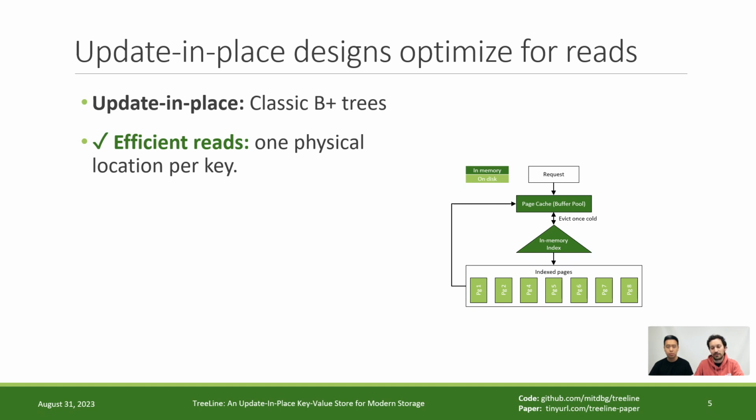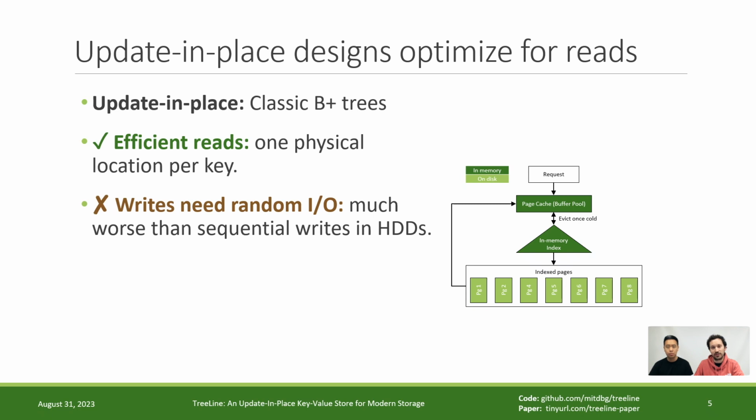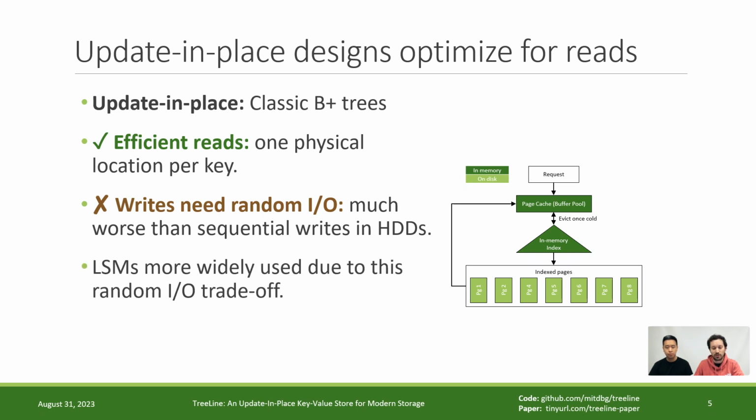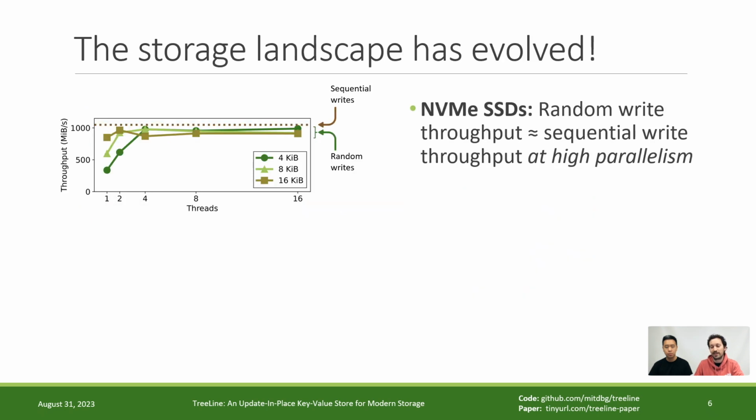However, writes might need random I/O because for an arbitrary write, you need to find that one right place to put the key in. And this is much worse than sequential writes in HDD. LSMs are more widely used for these applications exactly because of this trade-off, because avoiding random I/O at all costs was very important. However, the storage landscape has since evolved. With NVMe SSDs, random write performance in terms of throughput is almost equal to the sequential one, especially under high parallelism.